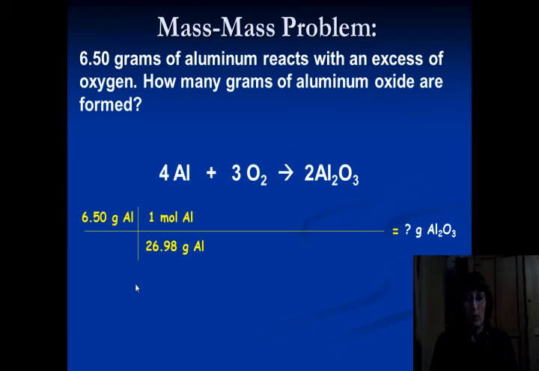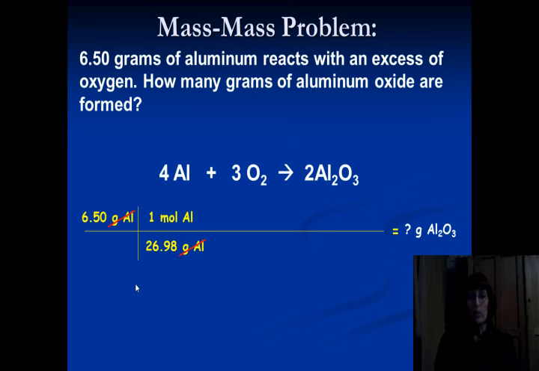So by doing that, we're able to cancel out the grams of aluminum and what we have left. If we were to stop right here, our answer would be in moles of aluminum. They don't want moles of aluminum, they want grams of aluminum oxide. So we've got to take another step. We have to convert now that it's in moles. We can go from moles of one substance to moles of any other substance in that balanced chemical equation. So we're going to go from moles of aluminum to moles of aluminum oxide.